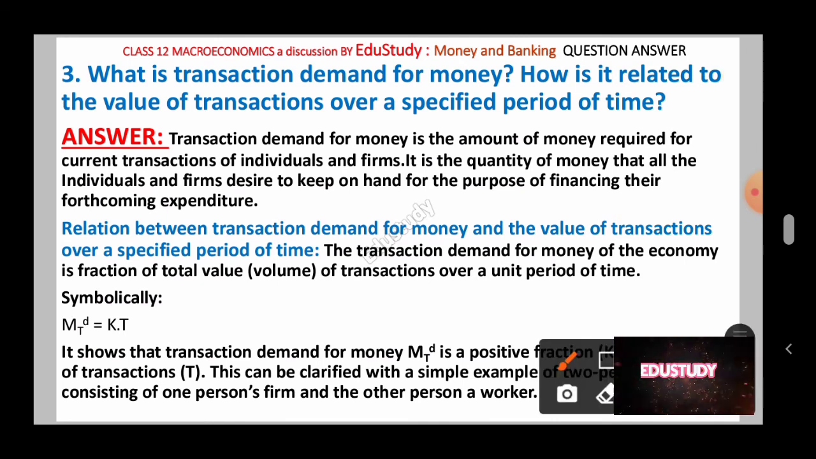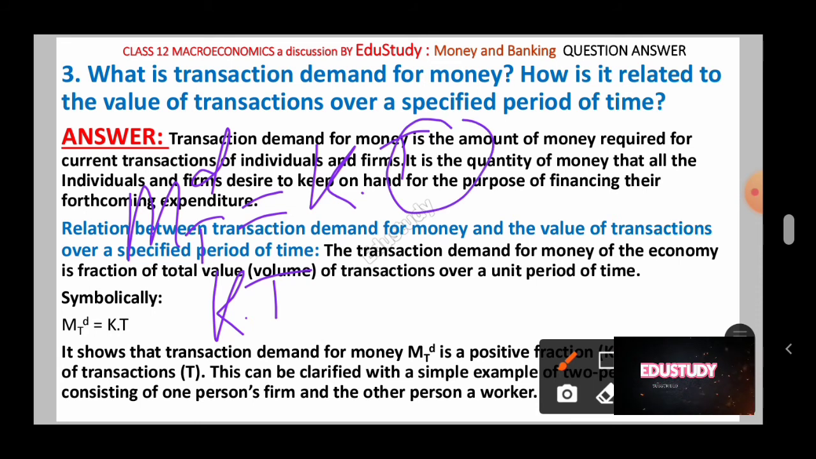So the total value of transaction is T, and K is the fraction taken here. The transaction demand for money, MDT, is equal to KT. K is a positive fraction, it cannot be negative, and T is the total amount of money transacted in a particular period of time.